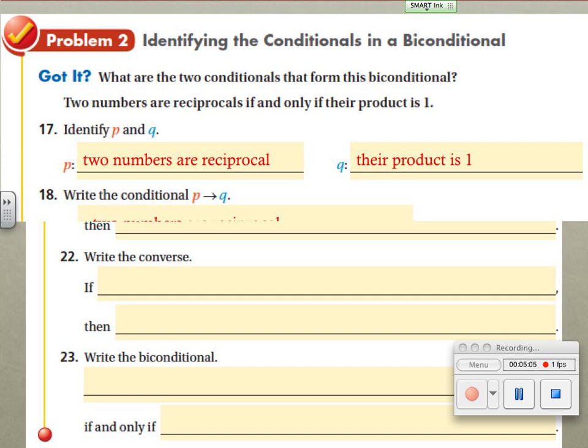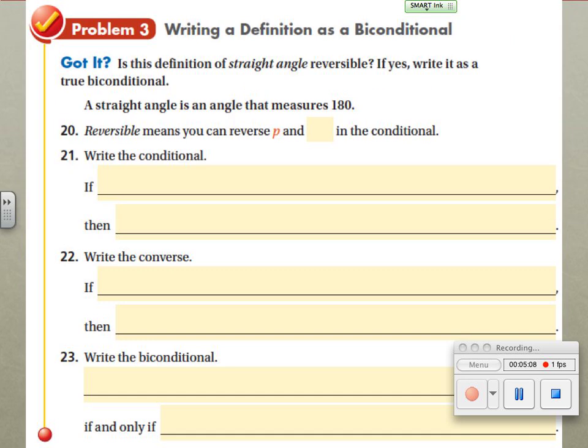The next thing we're going to look at is how to write a definition from a biconditional statement. A definition of a straight angle: is the definition of a straight angle reversible? If yes, write it as a true biconditional. So the definition of a straight angle is an angle that measures 180. Reversible means you can reverse P and Q in the conditional.